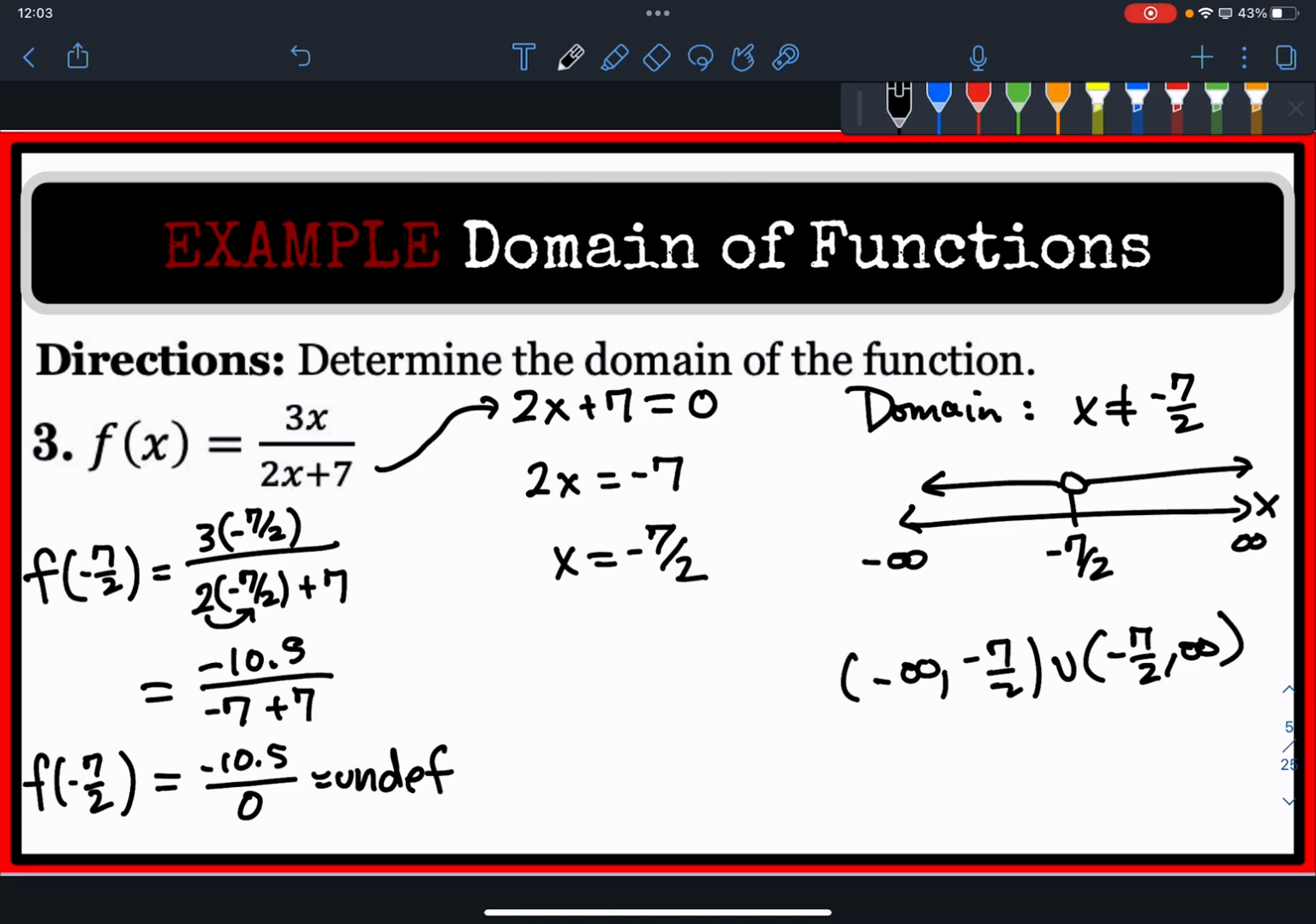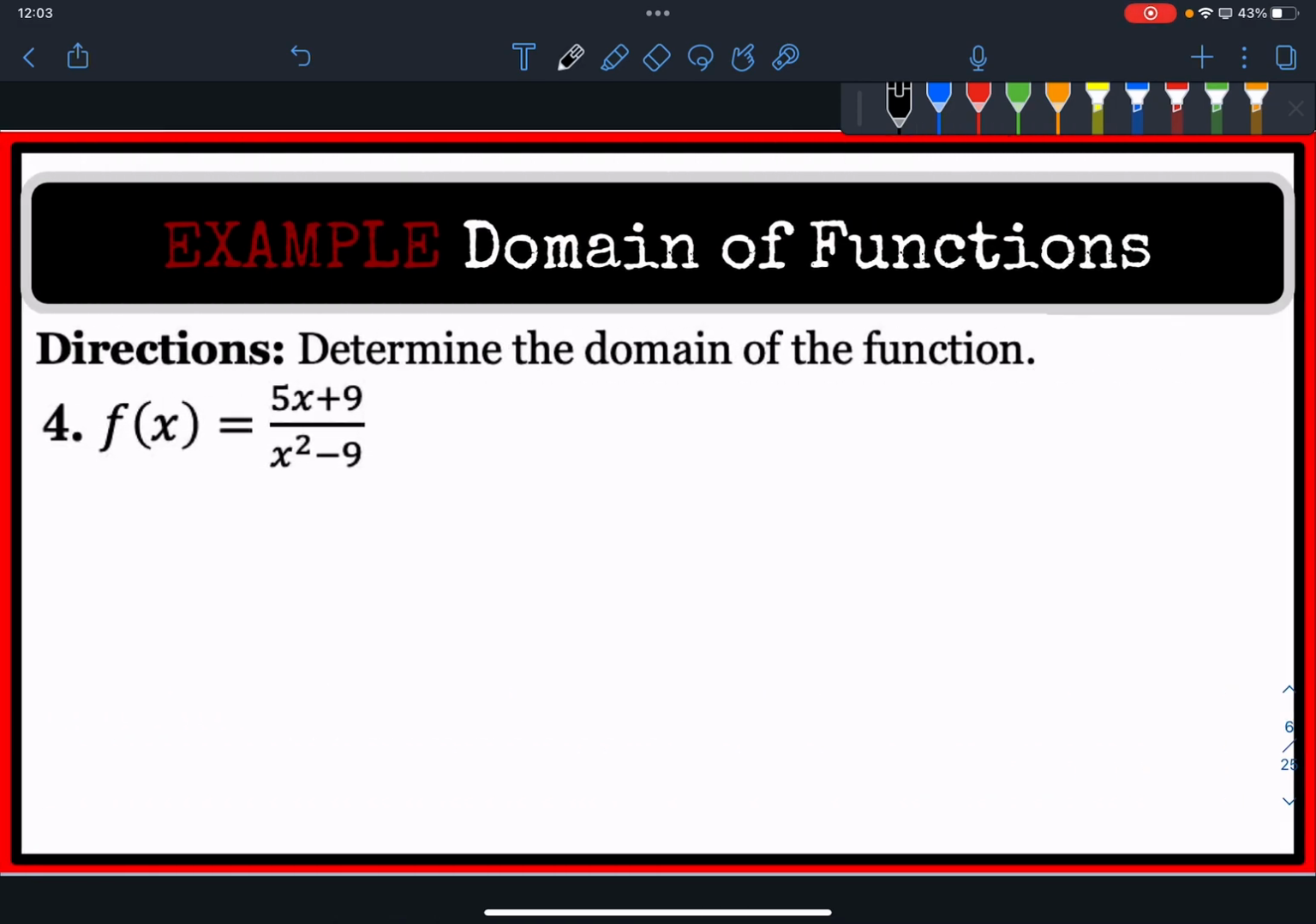Let's see, do one more. Try this last example. Let's check your work.